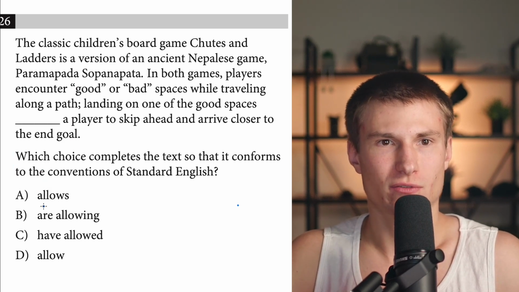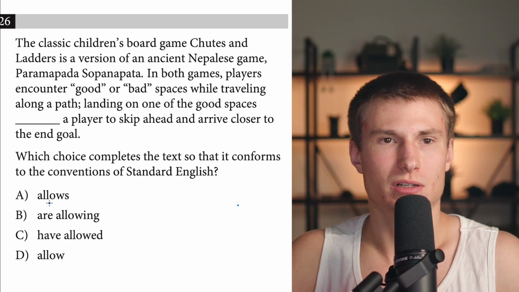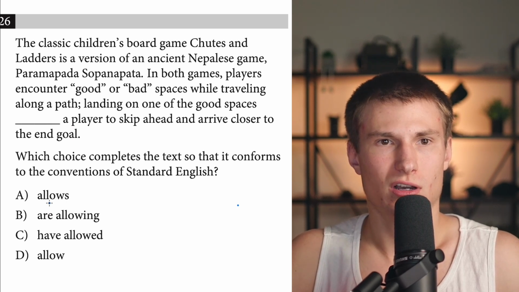I've got a bunch of different forms of the verb allow. So what I'm going to be looking to do is identify the number of my subject and also try to pay attention to tense as I read through this.